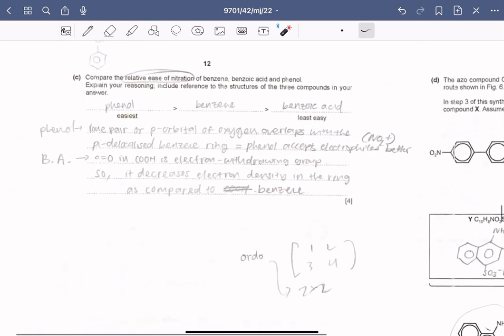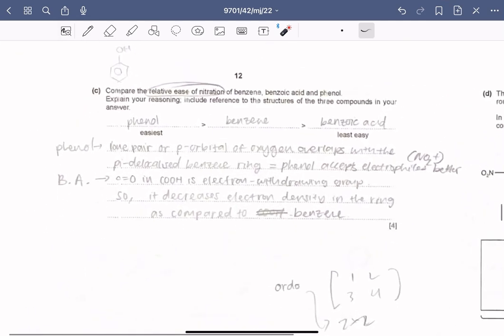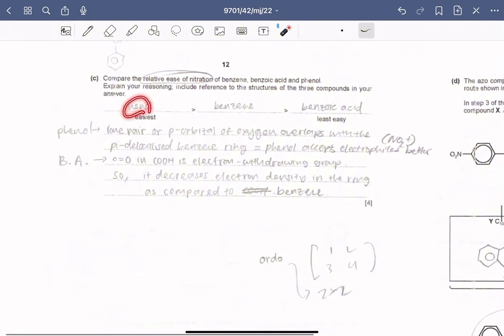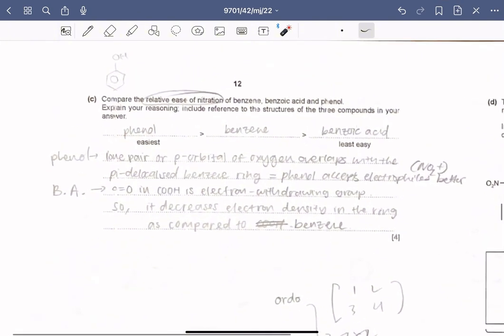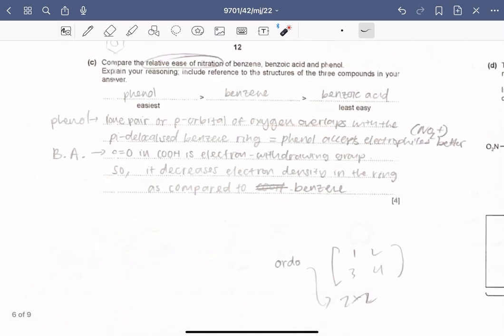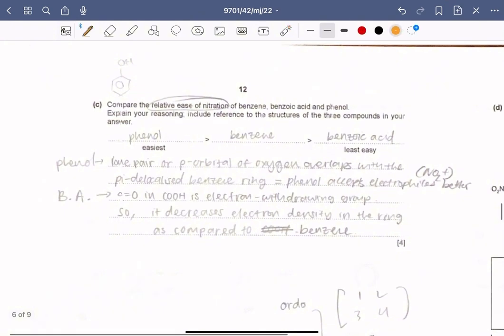And so c, compare the relative ease of nitration of benzene, benzoic acid, phenol. Explain your reasoning, include reference to the structures of the 3 compounds in your answer. So phenol is the easiest to conduct nitration because phenol has a lone pair on oxygen that overlaps or delocalizes into the benzene ring. So if we are to draw it, it would be phenol, the O-H bond delocalizes into the benzene ring. The phenol accepts the electrophiles better.